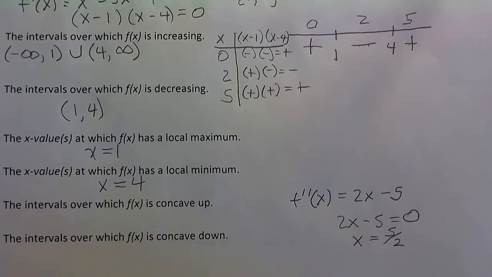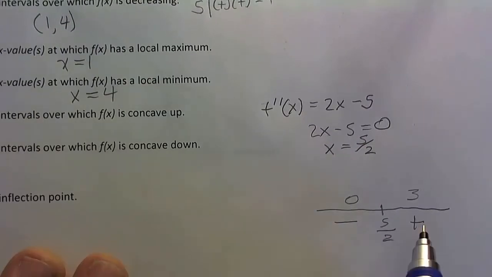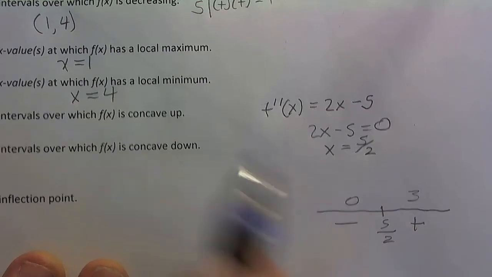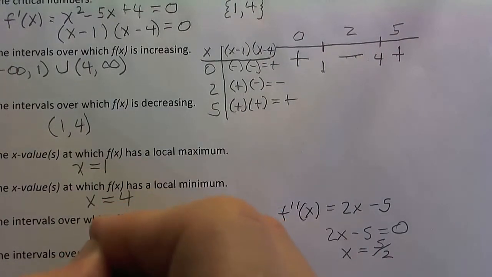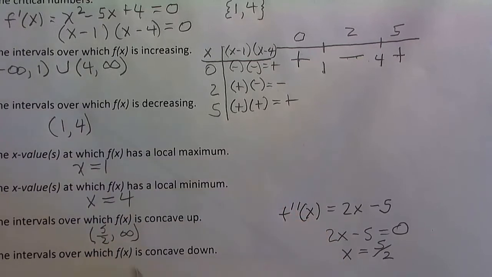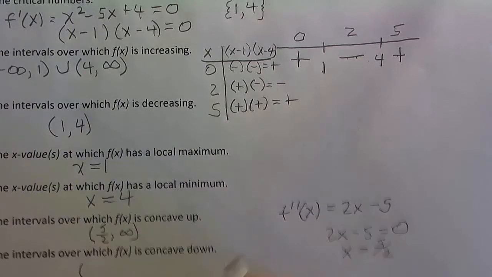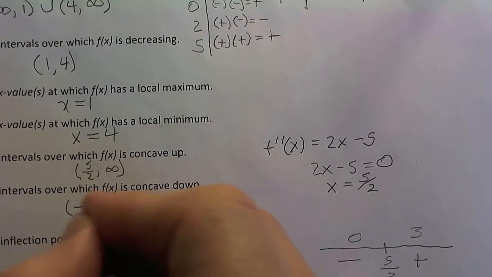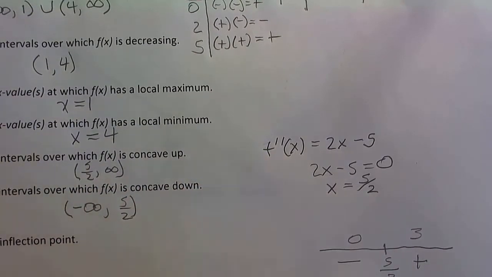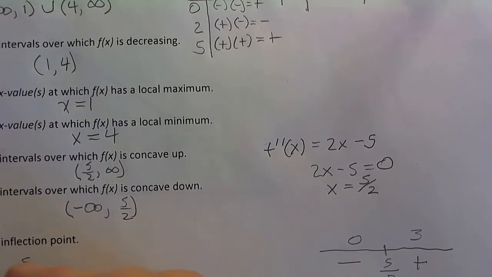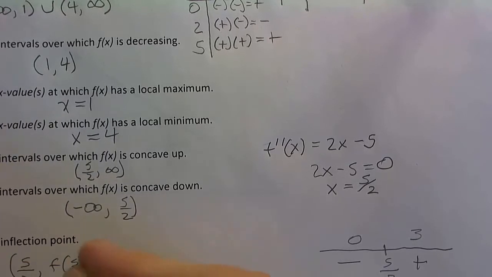So the graph is concave up from 5/2 to infinity, and it's concave down from negative infinity to 5/2. So where it says concave up, I'm going to put 5/2 to infinity. Where it says concave down, I have negative infinity to 5/2. And the inflection point occurs at 5/2. So it would be 5/2 comma f of 5/2. That would be the inflection point.